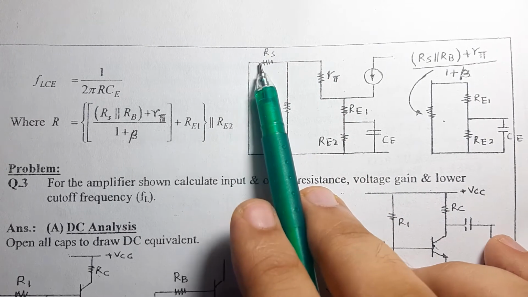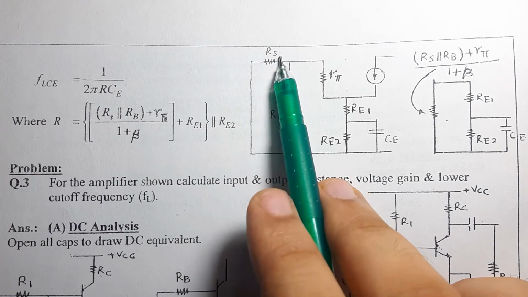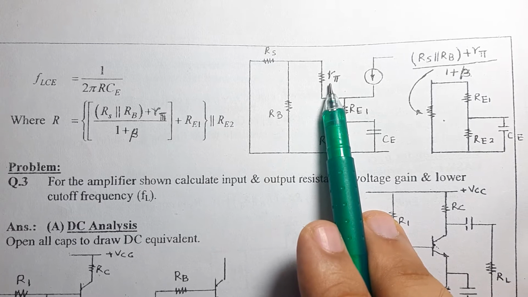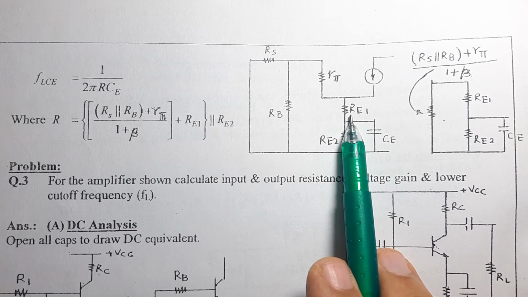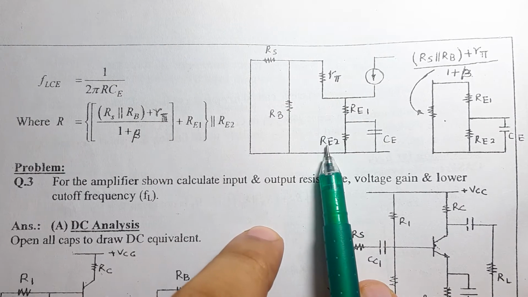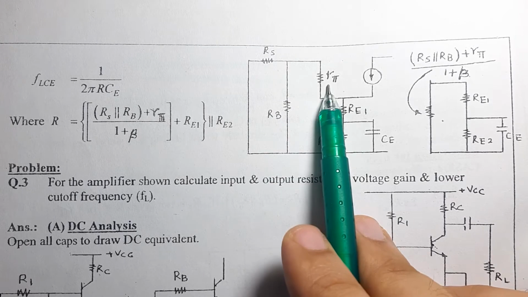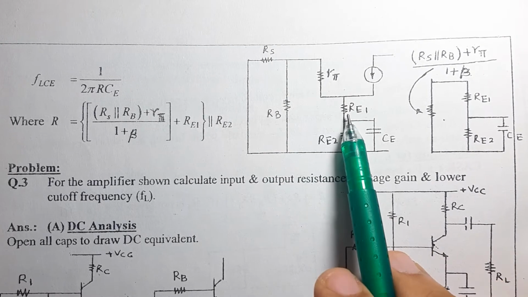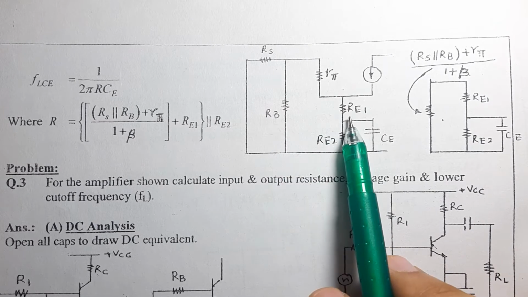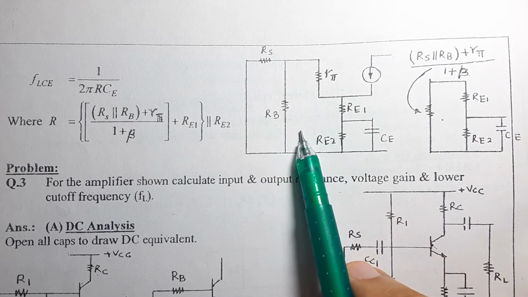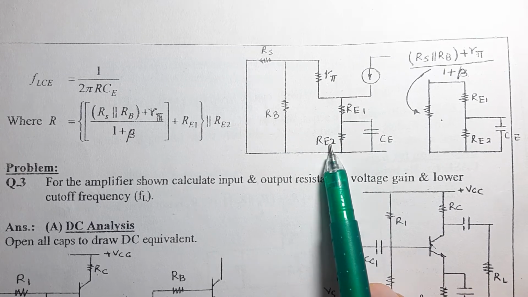It will be nothing but RS parallel RB plus R pi, which is in series with RE1, and then this entire configuration is in parallel with RE2. So this is nothing but RS parallel RB plus R pi upon 1 plus beta, plus RE1. The entire thing is in parallel with RE2.